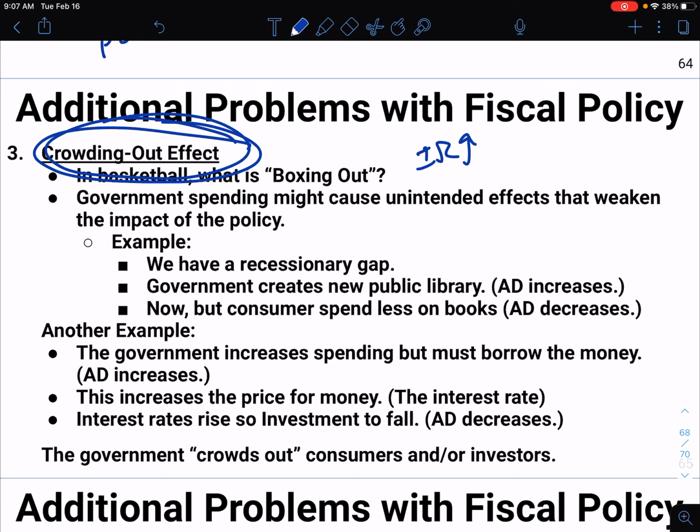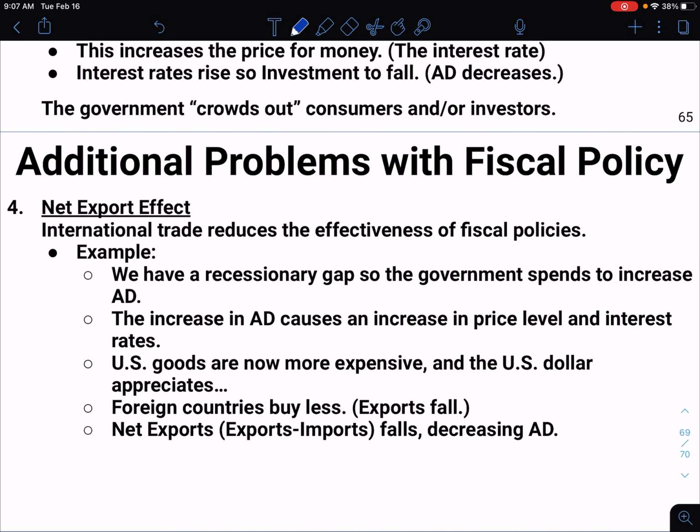You can read through the rest of this with a quick pause. And then this one is something that we won't really talk about now, but the net export effect basically will do some of these things as well. It'll all make a lot more sense once we get into exports, when we study the international economy later. But for the time being, you can just pause and read this.